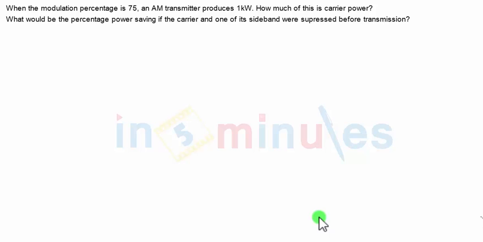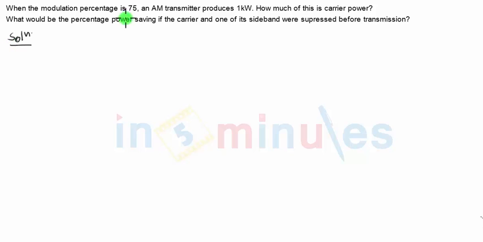In this video clip, we will discuss one numerical on power calculations in AM system. The question says when the modulation percentage is 75, an AM transmitter produces 1 kilowatt of power. How much of this is carrier power? That's the first question. The second part is what would be the percentage power saving if the carrier and one of its sideband were suppressed before transmission? That's the question. So let us solve this particular question.